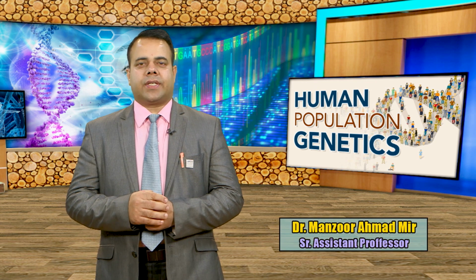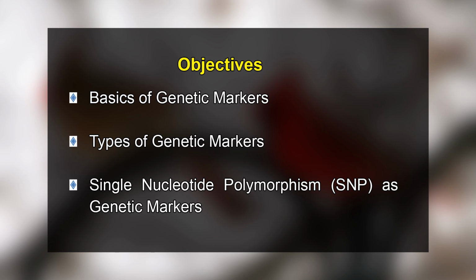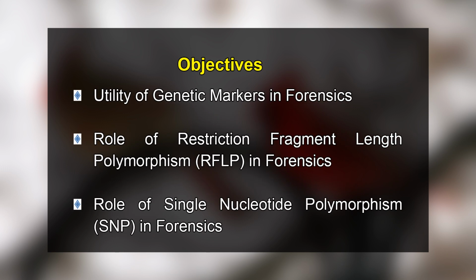Today we are going to discuss the topic genetic markers, utility of genetic markers in forensic science. The main objectives of today's lecture are to know the basics of genetic markers, to know the types of genetic markers, to know about single nucleotide polymorphism, that is SNP, as genetic markers, to understand the utility of genetic markers in forensics, to know about the role of restriction fragment length polymorphism, that is RFLP, in forensics, to understand the role of SNPs in forensics.